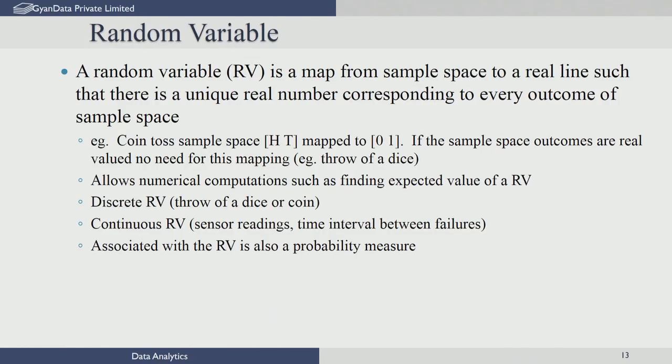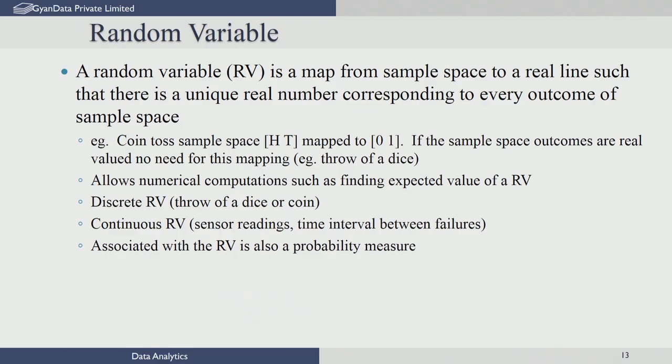So, a random variable is a function which maps the outcomes of a sample space to a real line. So, there is a unique real number that is associated to every outcome in the sample space. Why do we need a notion of a random variable?